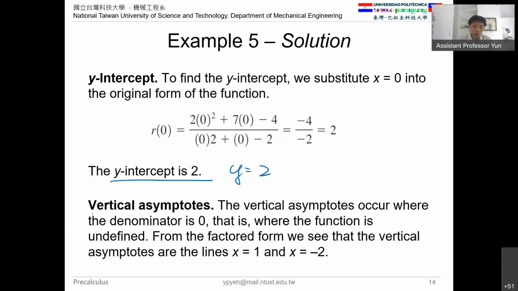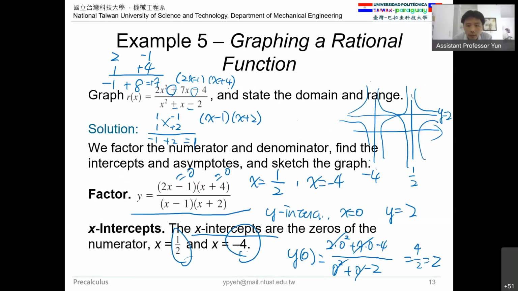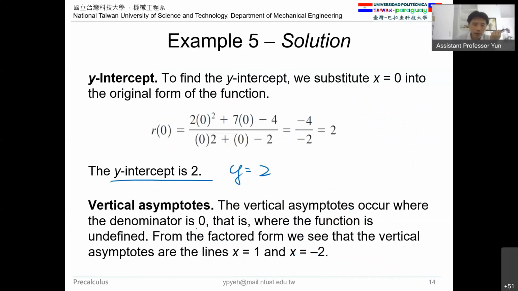And then the vertical asymptotes. As usual, we find the vertical asymptotes. So let's not define that. It's just to show you the intercept of these 2 points here. So maybe this is not correct for this term, so erase it here. Okay. Because we find the x-intercept and the y-intercept, and then we find the vertical asymptotes.